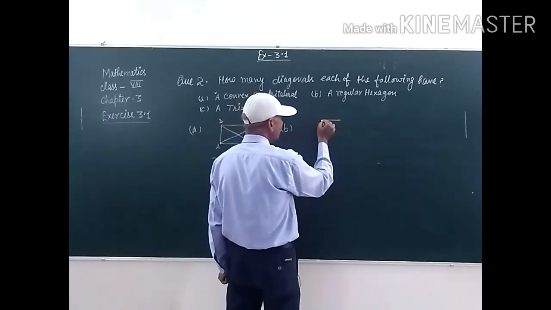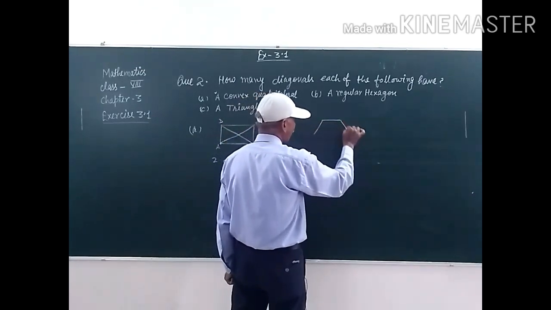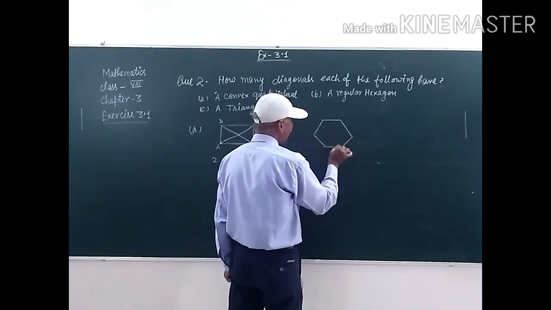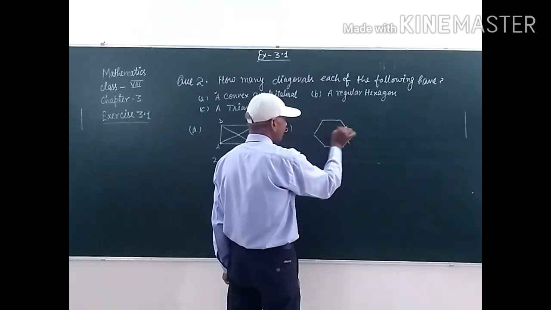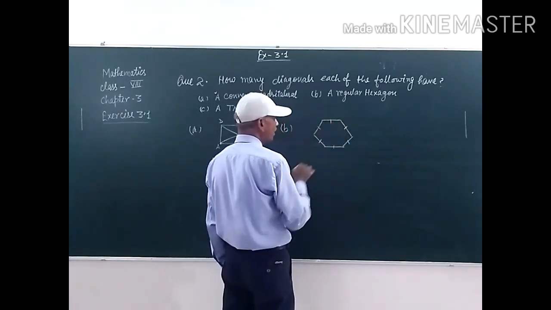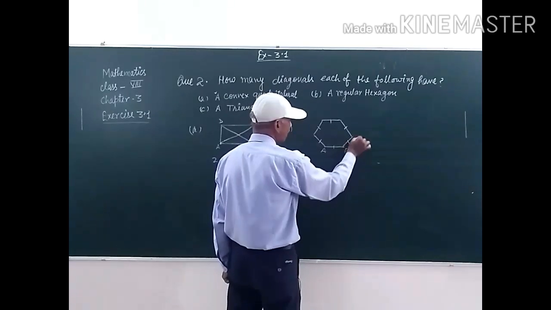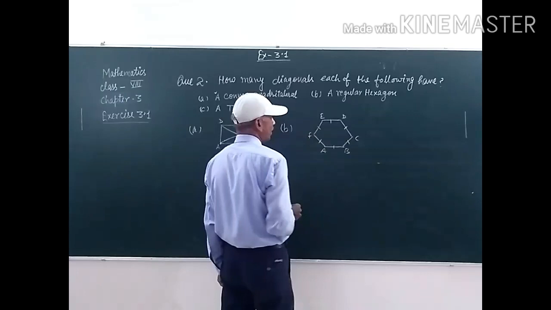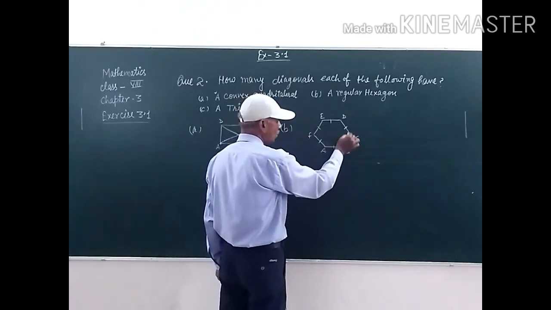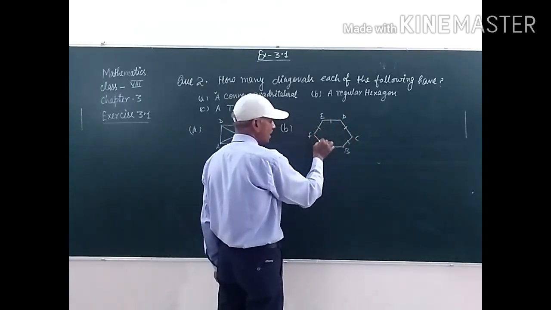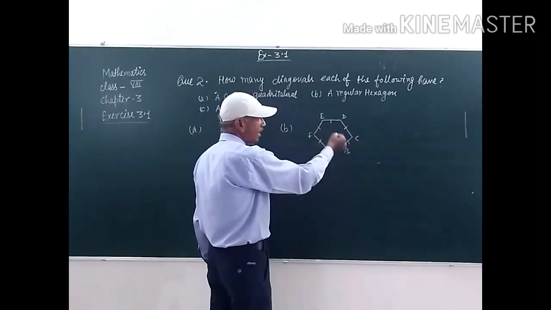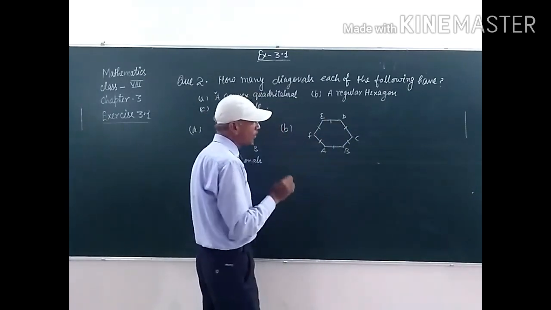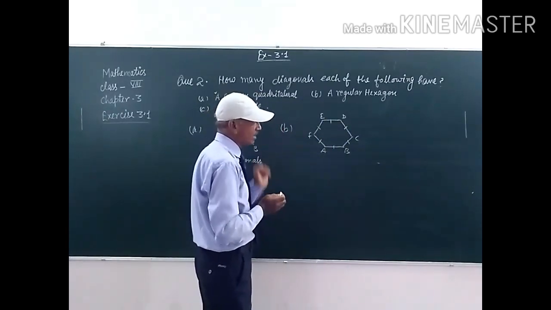So this one, and all the sides are of equal length. Clear, student? So A, B, C, D, E, F. There are six sides, 1, 2, 3, 4, 5, 6, and all the sides are of equal length. Therefore, it is a regular hexagon. Now we have to find out the number of diagonals in this figure, student.